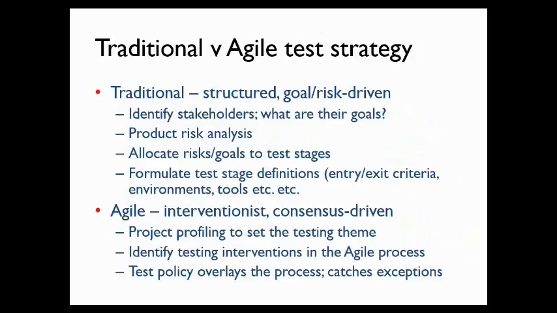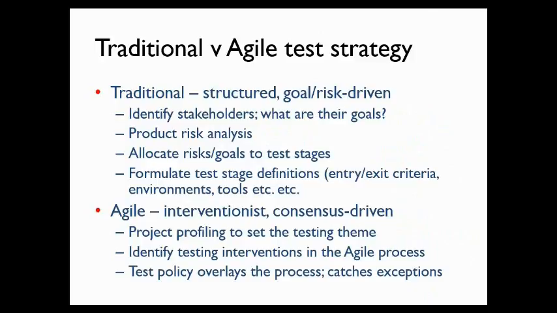And each test stage would then have a more detailed definition describing things like entry and exit criteria, environments, tools, responsibilities, sign-offs, and all that kind of stuff that you need in a more structured or more documentation-driven environment. Now compare that with an agile test strategy. Our argument is that it is more interventionist, which sounds negative, but what I mean is rather than focus on the goals and risks and stakeholders, we look at activities embedded within the agile process and highlight where testing could make a contribution and then choose what that contribution is.